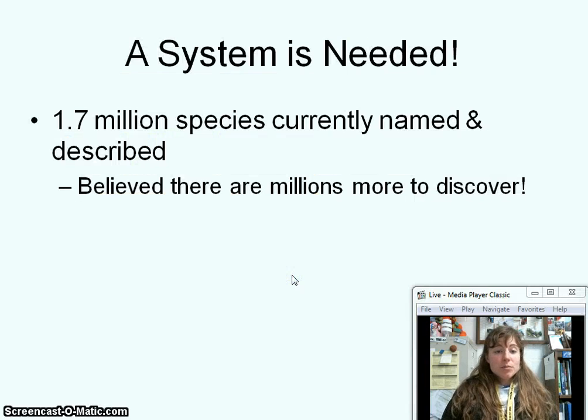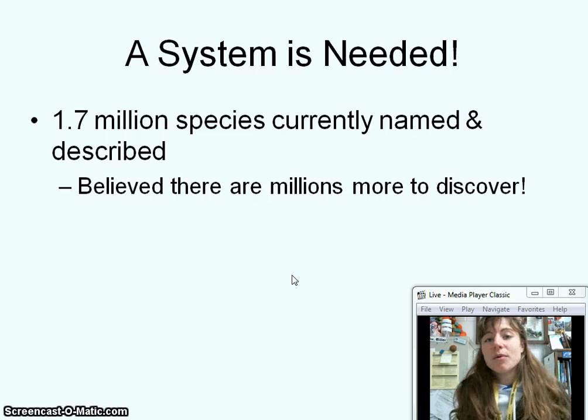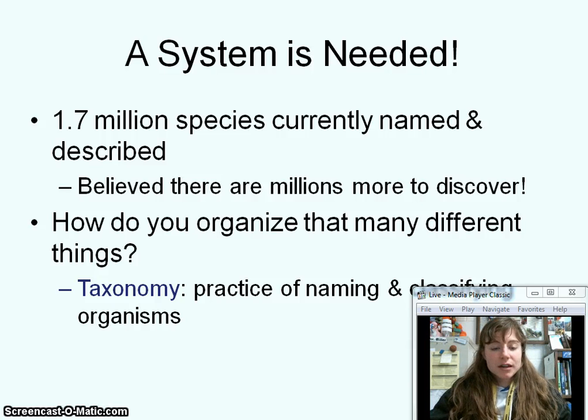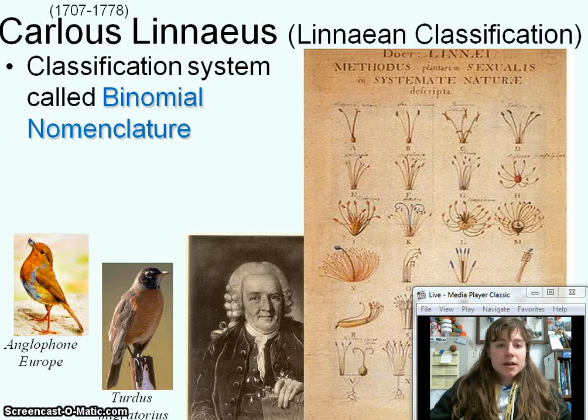So currently there are 1.7 million species named and described. And it's believed, which is pretty exciting, that there may be a lot more to be discovered as well. How do you take so many different things and organize them systematically so that people in different countries and across the world, different languages, can understand what you're talking about? Enter in the word taxonomy. This is the practice of naming and classifying organisms.